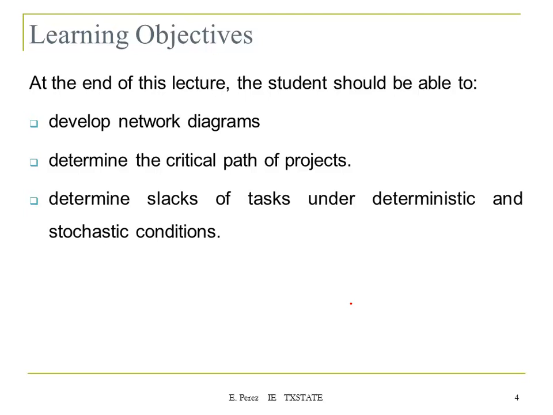So at the end of this lecture, the students should be able to develop network diagrams, determine the critical path of projects, and determine slacks of tasks under deterministic and stochastic conditions. Anyone knows what's the difference between those two? What is the difference between deterministic and stochastic? Any ideas? It looks like the mean average. You're on the right track.